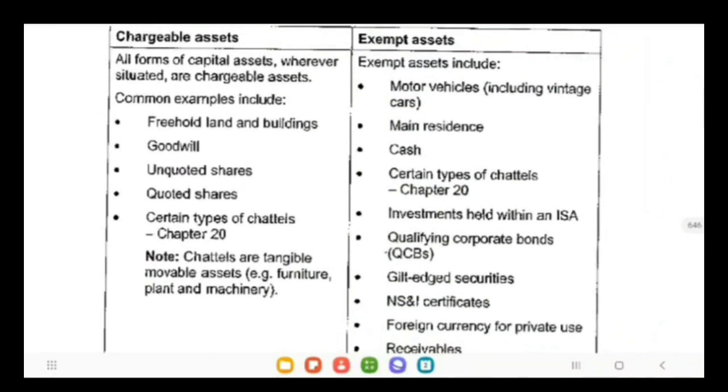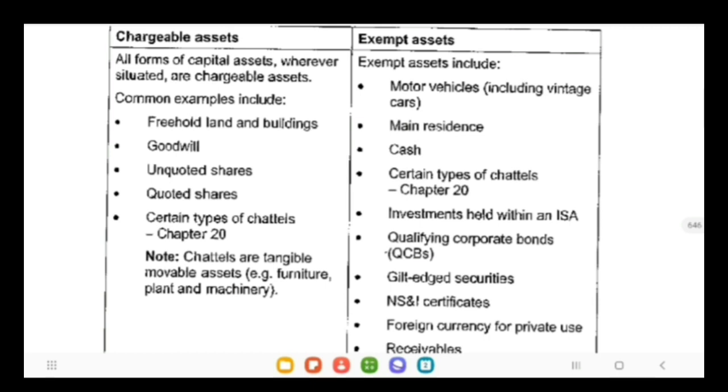While chargeable assets include freehold land and buildings, goodwill, quoted and unquoted shares, and certain types of chattels. Remember, chattels are said to be tangible and movable assets. These are tangible, so that is why shares are not included in chattels. These are movables, that is why land and buildings will not be included under the definition of chattels.